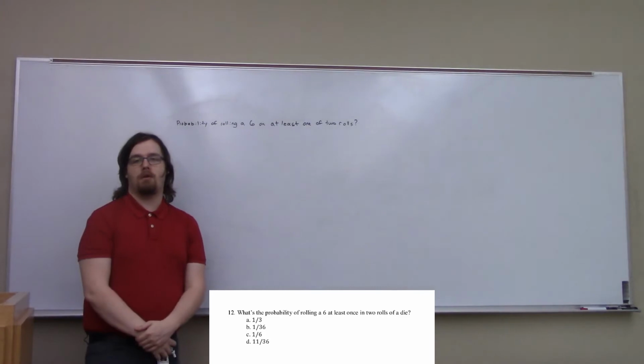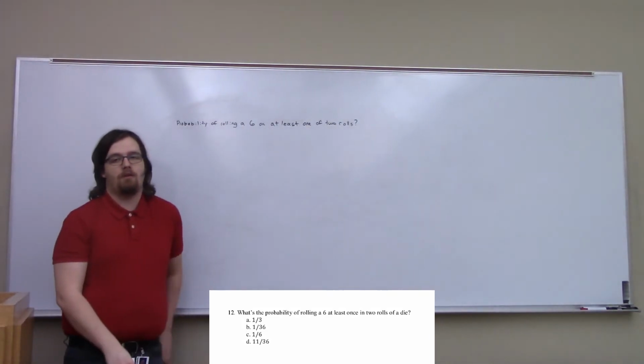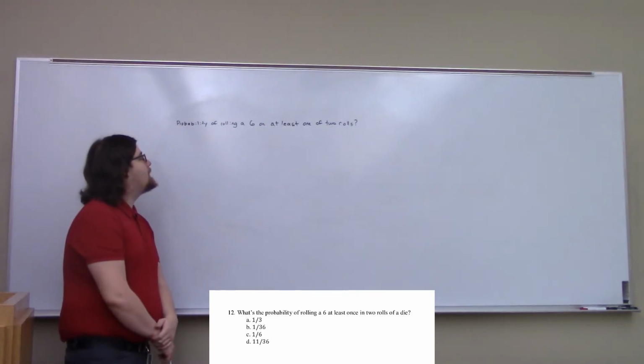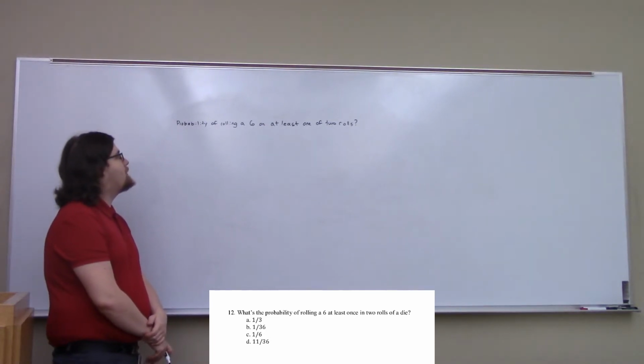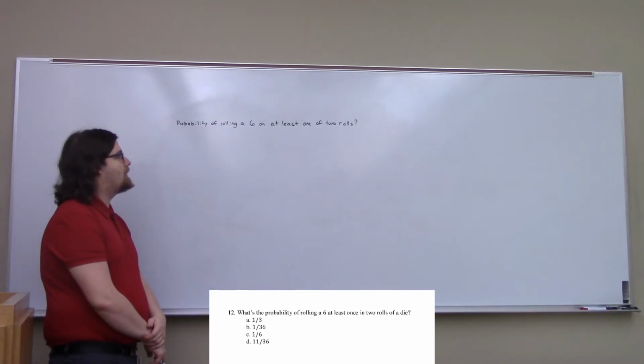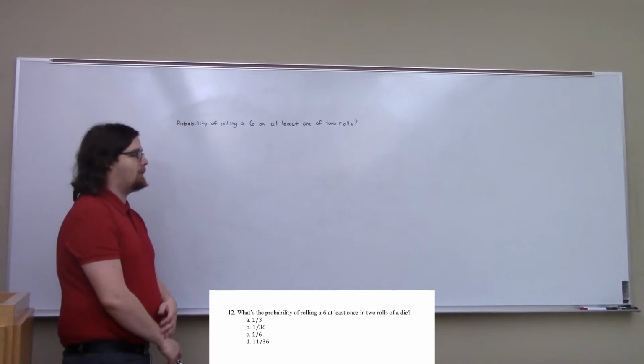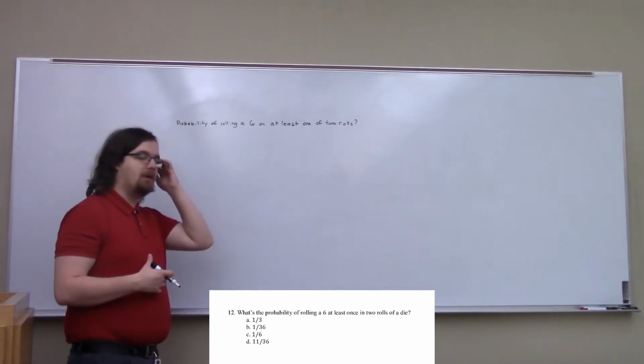Alright, here we have problem 12 from test 2 of the test prep book's TSI assessment. On this problem we're asked to determine the probability of rolling a 6 on at least one of 2 rolls of a 6-sided die. So this requires a lot of background information.